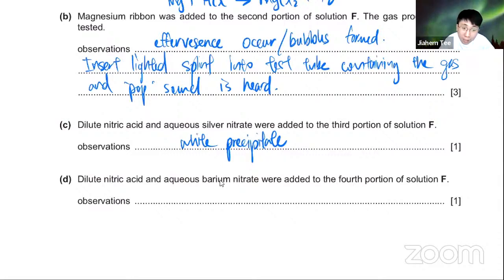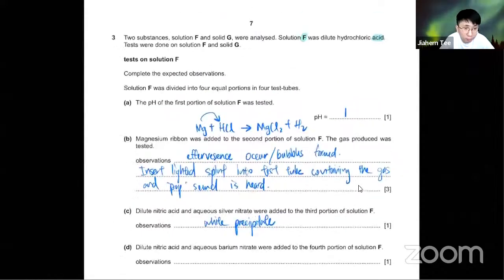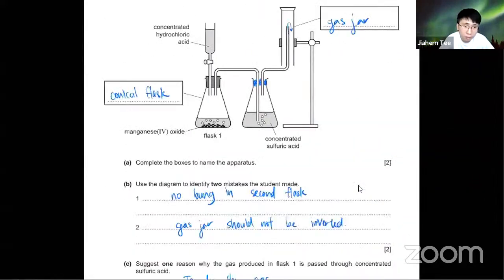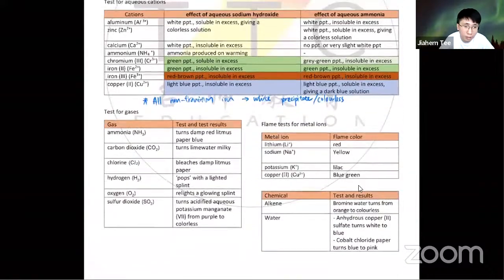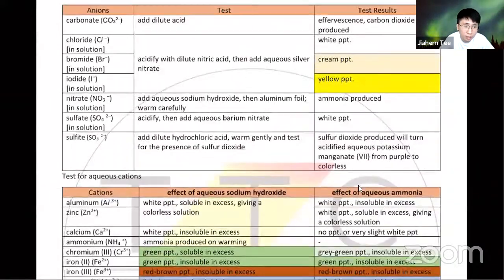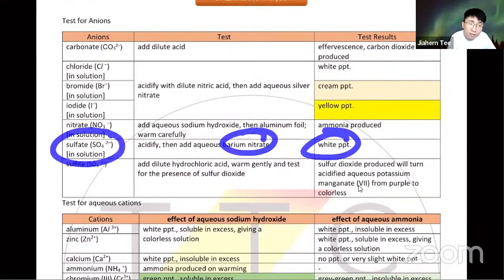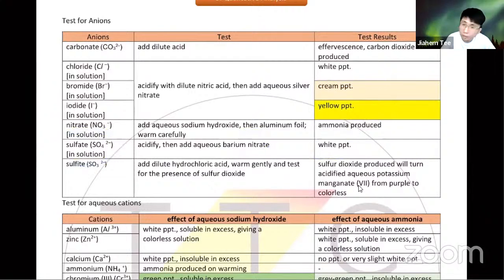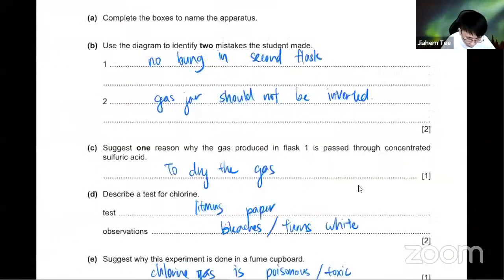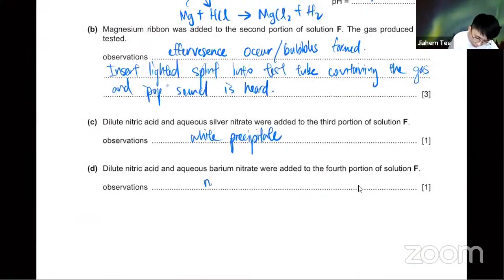But if you put barium nitrate into the hydrochloric acid, barium nitrate is what? Barium nitrate gives a white precipitate if you have sulfate ion. But here there is no sulfate ion. You only have hydrochloric acid. So adding barium nitrate, does it give a white precipitate? No. So you can see no change, no reaction.